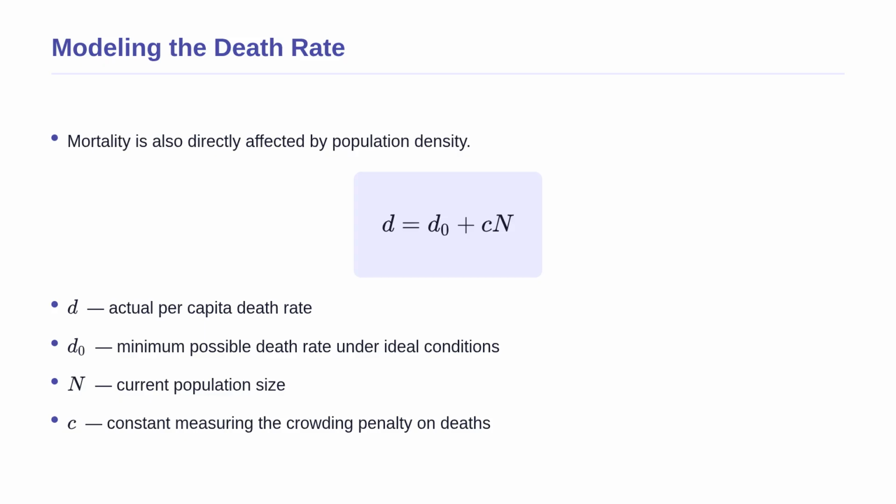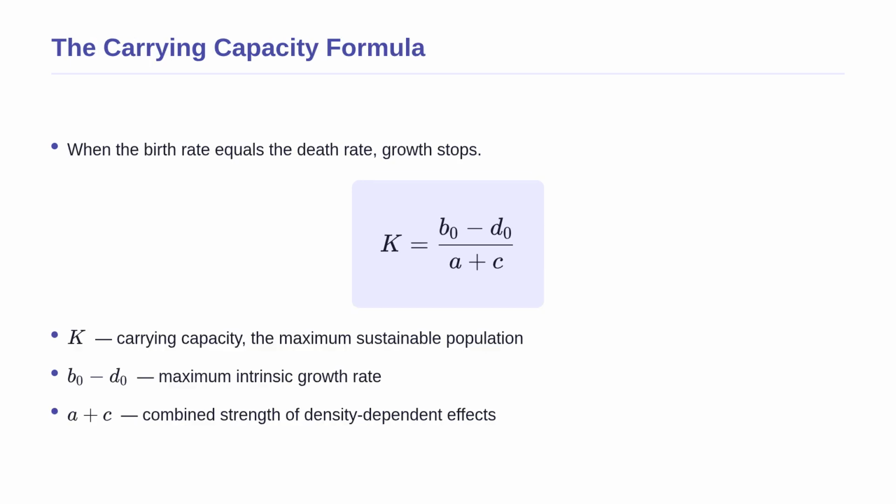Eventually, the rising death rate and falling birth rate will meet. When the population reaches a point where the birth rate exactly equals the death rate, the population stops growing. This brings us to our next formula, the carrying capacity, represented by the symbol K. The carrying capacity is the maximum number of individuals the environment can sustain indefinitely without degrading.